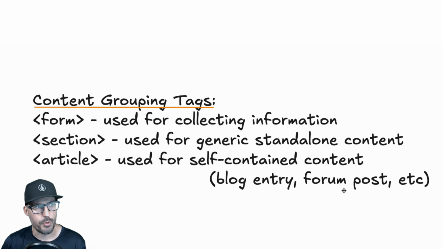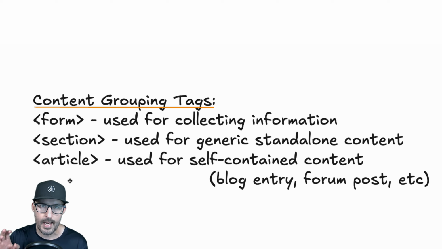From there, we have content grouping tags. So things like form are used for collecting information. So a form tag contains other form elements like inputs, drop downs, text boxes, text areas, things like that. We have a section tag, which is used for grouping generic standalone content. So a particular section of a web page where all of the elements inside are related in some way. We also have an article tag, which is used for self-contained content. So this would be something like a blog entry or a forum post, things of that nature. You could probably extend that out to social media posts and things like that. Basically, you could take that content and extract it and put it somewhere else, and it would essentially be its own self-contained thing.